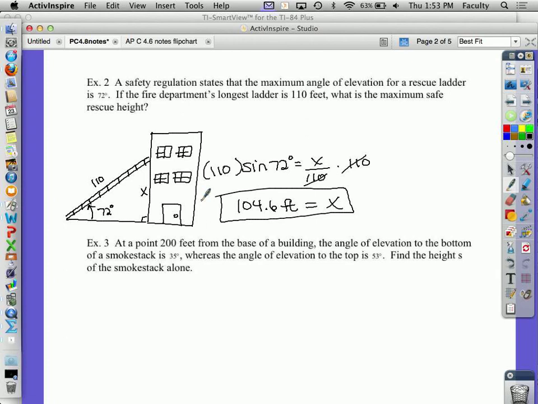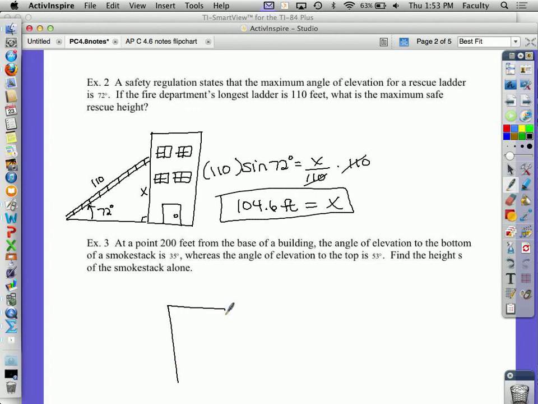Alright, now that's a very, very basic problem. Let's do one that's more interesting. It says, at a point 200 feet from the base of a building, the angle of elevation to the bottom of a smokestack is 35 degrees, whereas the angle of elevation to the top of the smokestack is 53 degrees. Find the height s of the smokestack alone.